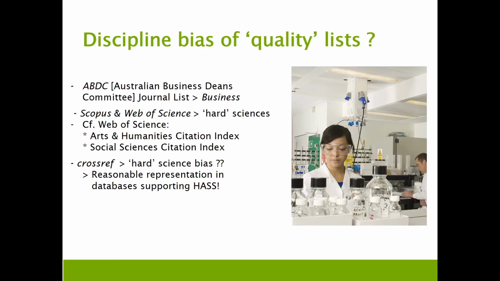As is well known, Scopus and Web of Science have a clear bias towards the hard sciences. However, with Web of Science, there was at least the constituent arts and humanities and social sciences citation indexes. Finally, I would have expected a strong bias to the sciences with the Crossref metadata source as well. However, many HASS databases were quite well represented in this source. The extent of the subject bias in Crossref would, of course, be an interesting topic to investigate further.